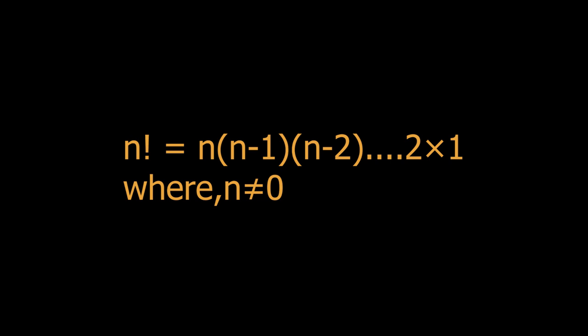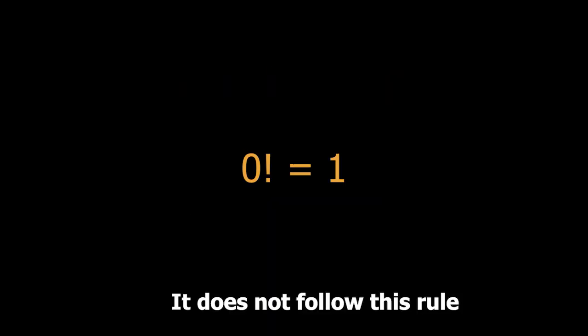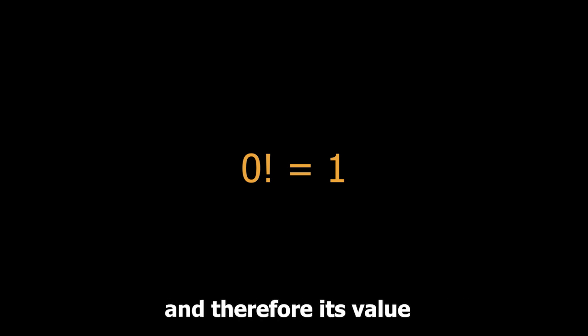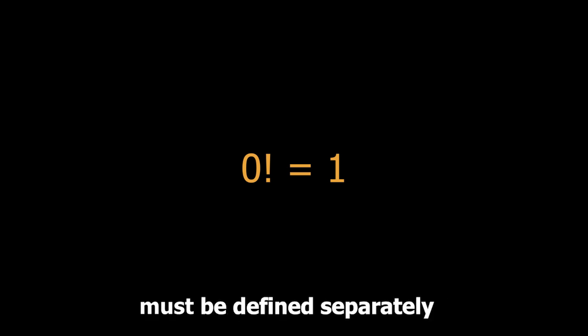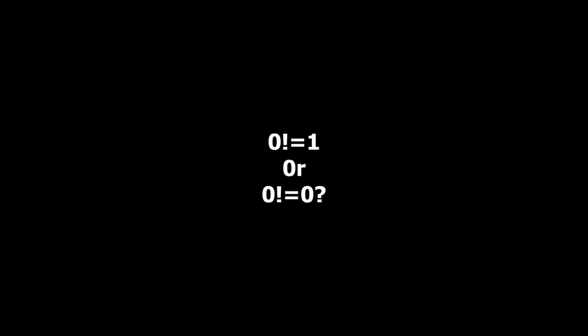Factorial of a positive integer n is the product of n and all the positive integers below it down to 1. But 0 factorial does not follow this rule, since it is not a positive integer and therefore its value must be defined separately in a way that keeps the pattern consistent. So what should 0 factorial be? Is it okay for it to be 1 or 0?